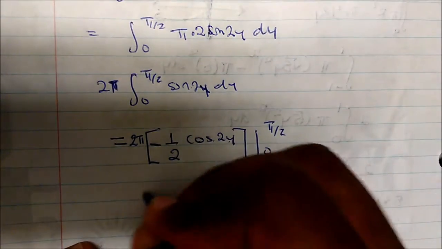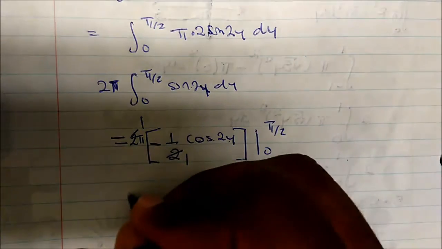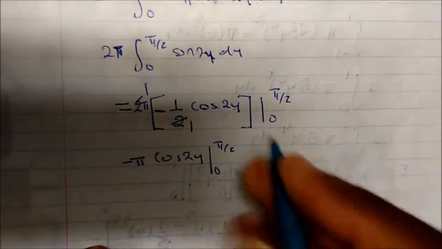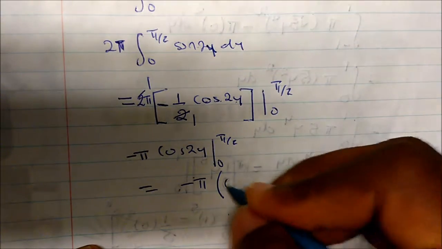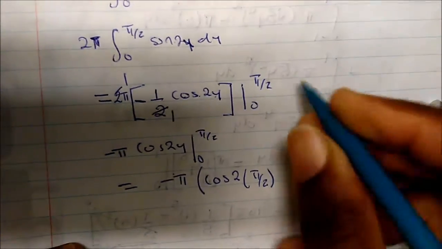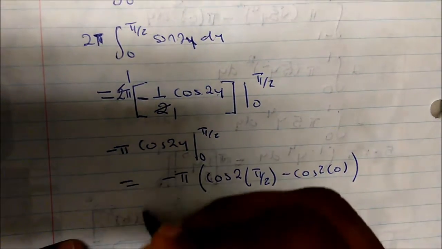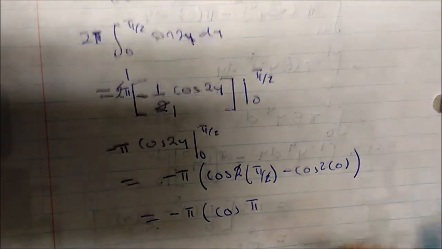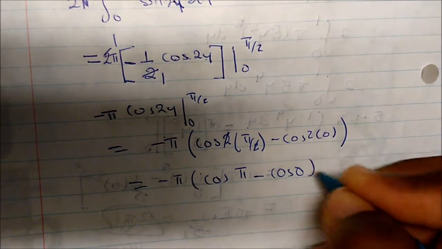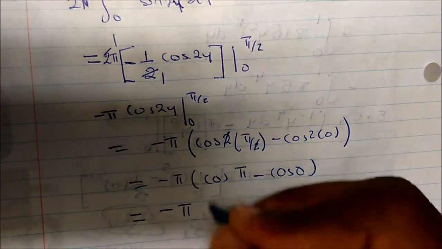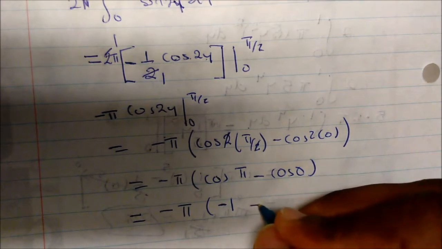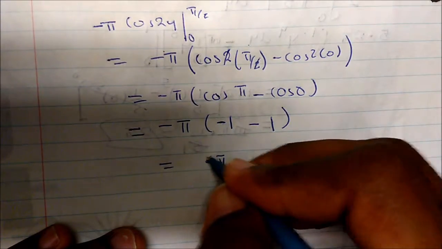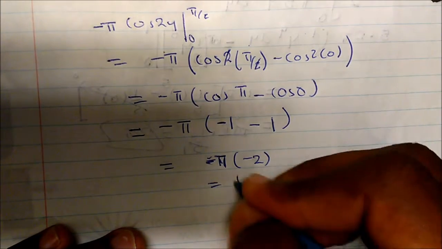If I'm looking at this, I can factor and simplify, and this becomes negative pi outside of cosine of 2y integrated from 0 to pi over 2. I'm going to keep my negative pi outside, and this becomes cosine of 2 times pi over 2 minus cosine of 2 times 0. This simplifies: the negative pi now times cosine of pi minus cosine of 0, since 2 times 0 is just 0. Cosine of pi is negative 1, cosine of 0 is 1, and we still have our negative. So this becomes negative pi times negative 2, and a negative times a negative is a positive, so we get plus 2 pi.